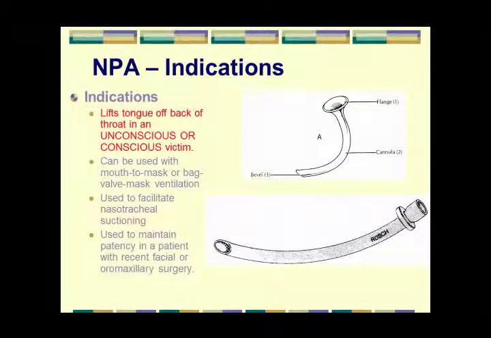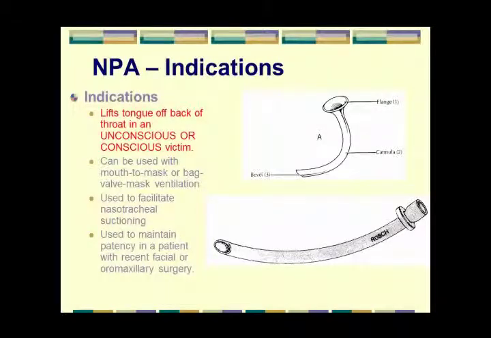Yeah, okay. The idea here is we're going to lift the tongue off the posterior pharynx, whether they're conscious or unconscious. So this is an airway which can be used in a conscious individual that I want to be able to maintain patency for. Say I have somebody whose jaw is wired shut secondary to some mandible repair. They have a lot of secretions in the back of their throat. I need to access and remove them.